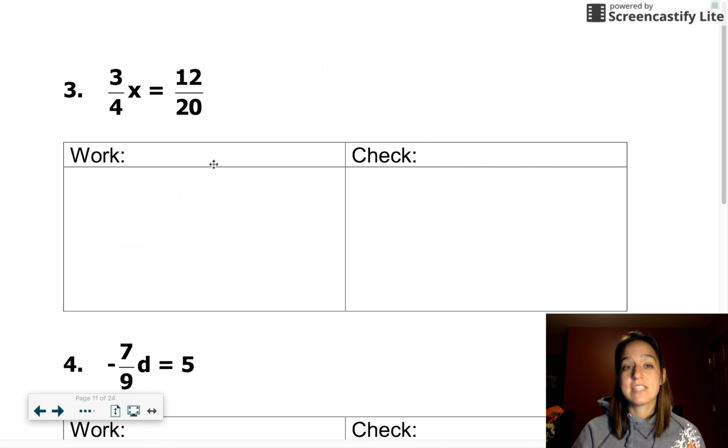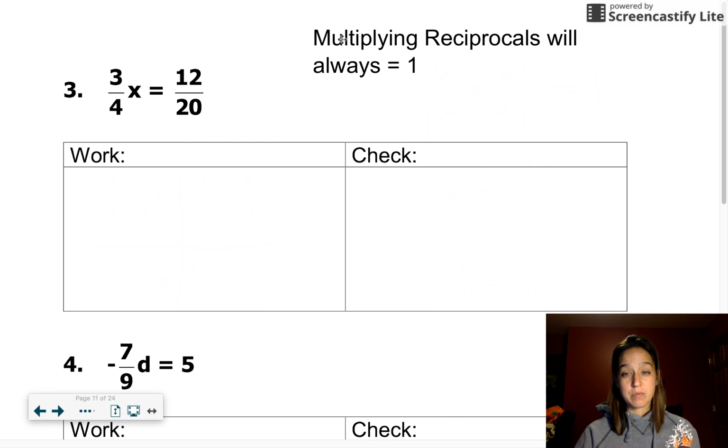It says 3/4 x equals 12/20. Now, here's where I want to make sure we're understanding a couple of things. One, I need you to remember what a reciprocal is. We haven't done them. It should have been something that you know ahead of time. A reciprocal is when you take a fraction and you flip it upside down. And what I really want to make sure that you know is that if I multiply reciprocals, I'm always going to get 1. So when I multiply reciprocals, they kind of cancel each other out.